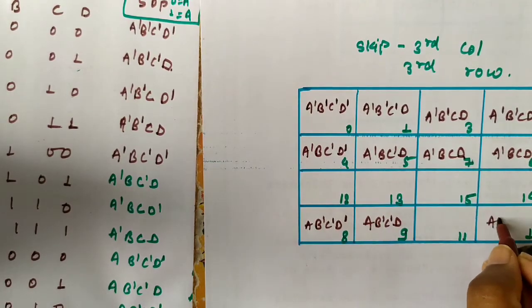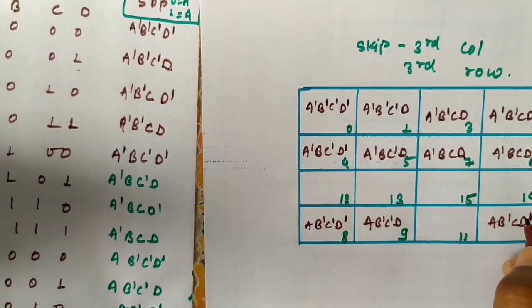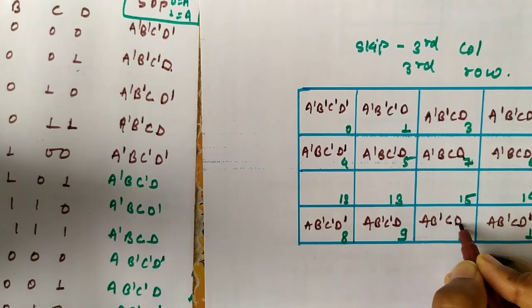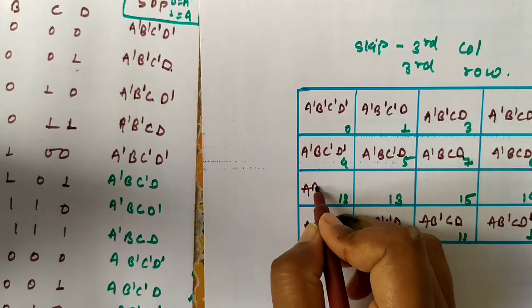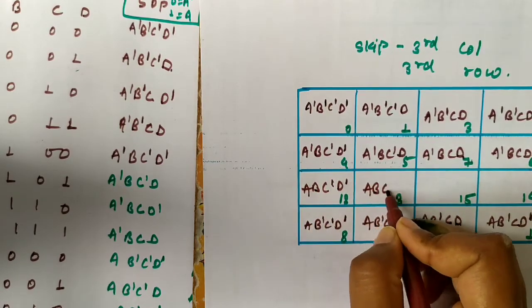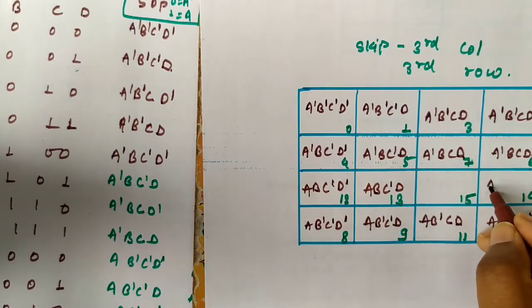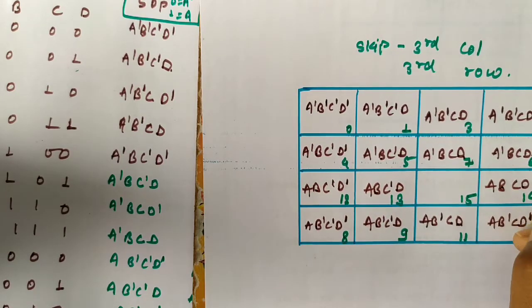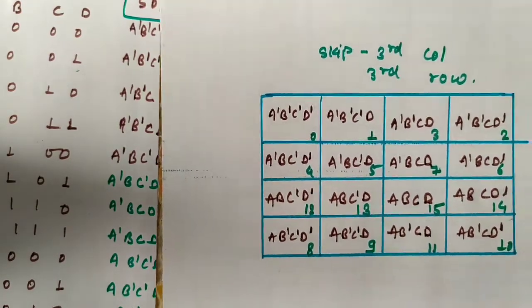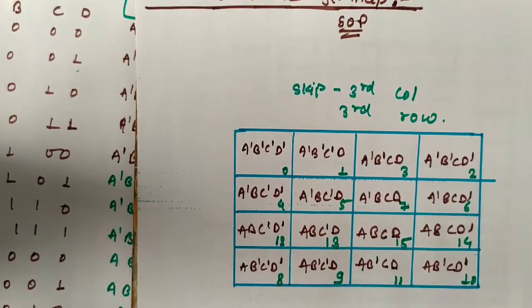10: A, B dash, C, D dash. 11: A, B dash, C, D. Then 12: A, B, C dash, D dash. 13: A, B, C dash, D dash. 14: A, B, C, D dash. 15: A, B, C and D. This is the expression from 0 to 15.